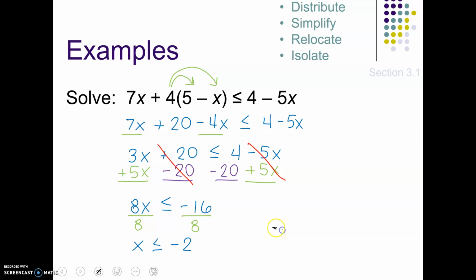If I want a picture of that to help me visualize it, negative 2 would be 2 to the left on my number line. And it's saying that I can equal negative 2. So here's me equaling negative 2. And I can be anything equal or less than negative 2. And less than would take me somewhere to the left.